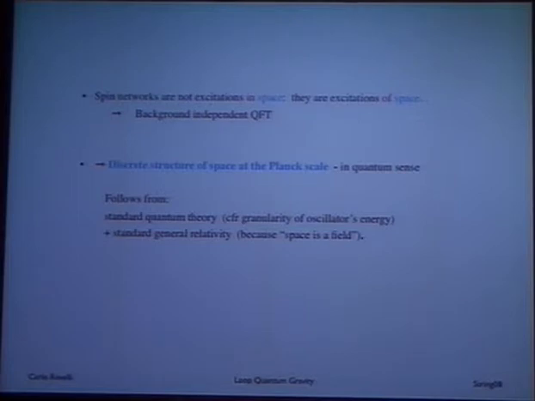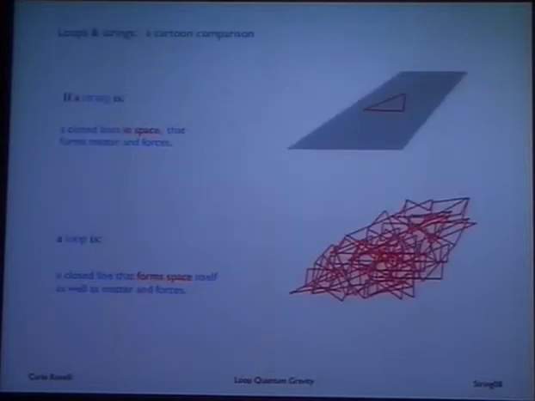These are excitations of space, okay? These don't live somewhere. These are the spaces. So this is the way in which the theory constructs a diffeomorphism-invariant, background-independent quantum description of space. And the discretization of space here comes not from the graph, but from the discreteness of the eigenvalues of volume and area.